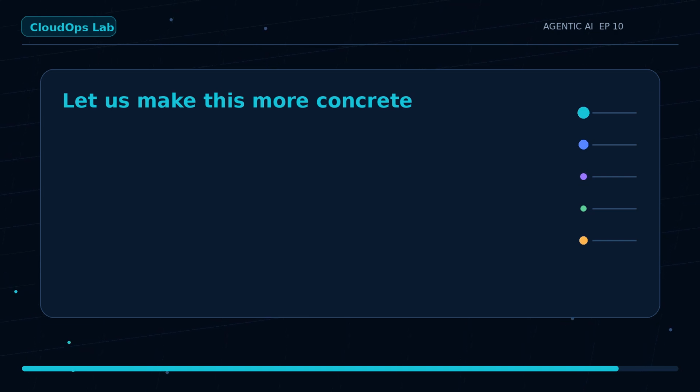Quick recap. Agentic AI is powerful when the goal is clear, the tools are limited, the context is useful, and the guardrails are defined.